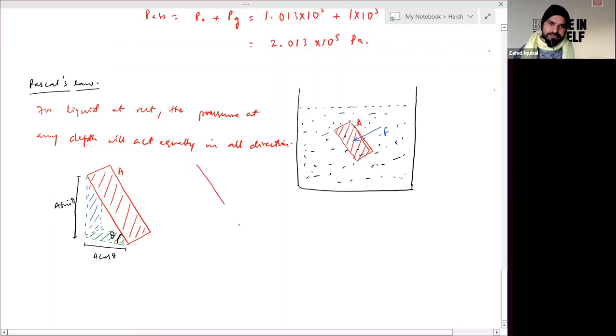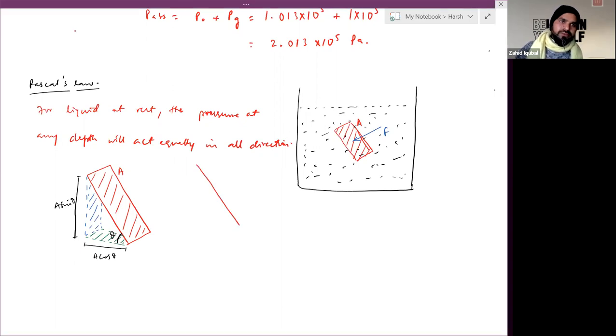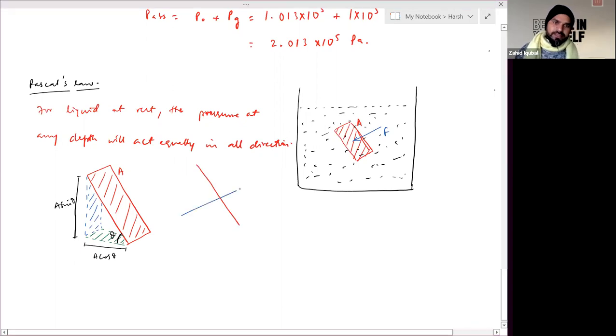We have this strip on which a force is acting along this direction, F. So draw a vertical line and a horizontal line. If this is theta, this will be 90 minus theta and this will become theta. So this force will have a component adjacent to theta as F cos theta, and along this other direction it will be F sin theta.